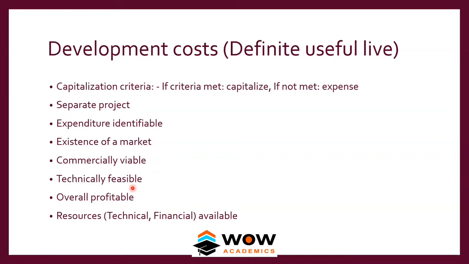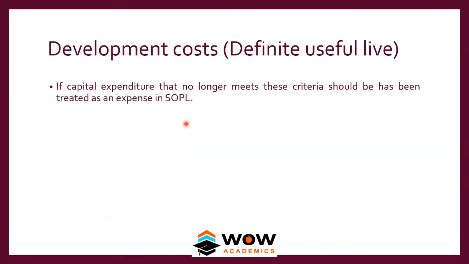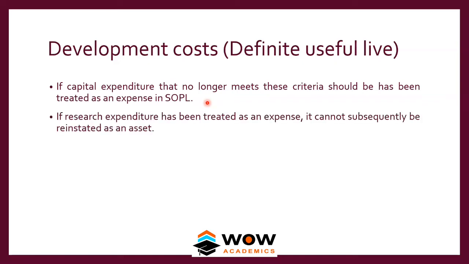Just an idea for an idea's sake, we cannot consider as an asset. With that idea, any expense that we made should give us some kind of benefit. It should make some kind of income for the company. If it does, it's a development cost. Capital expenditure that no longer meets these criteria should be treated as an expense in the SOPL. If research expenditure has been treated as an expense, it cannot subsequently be restated as an asset. So once an expense, it is always an expense.